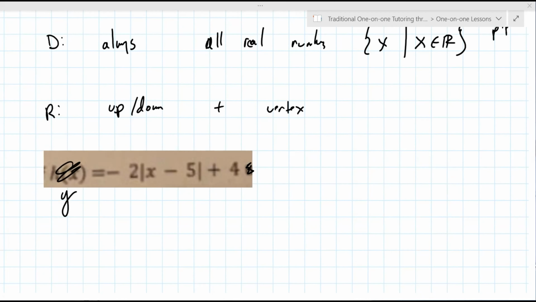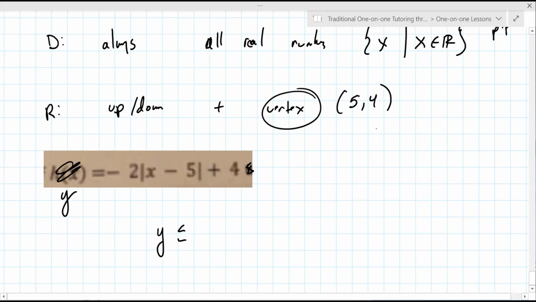It's going down. It opens down. So when it opens down, it's a y less than or equal to, and the number here comes from the vertex. So yeah, you need the vertex. The vertex you told me was (5, 4). It's the 4 that you use.